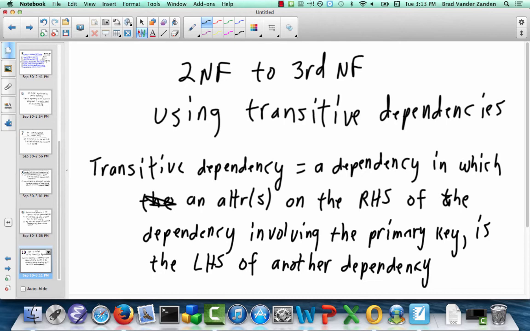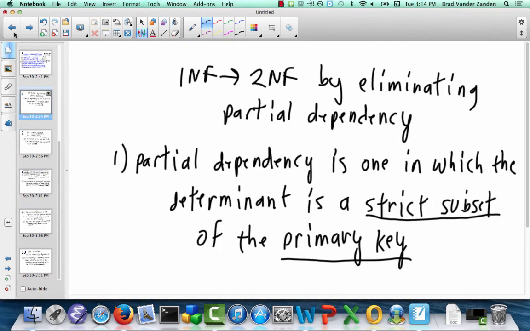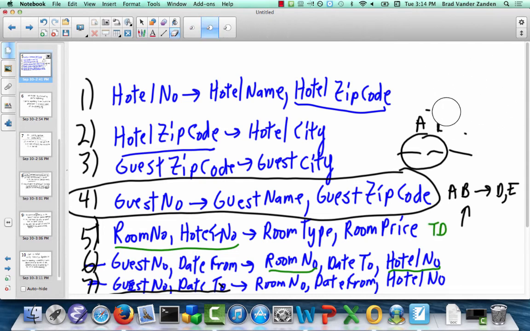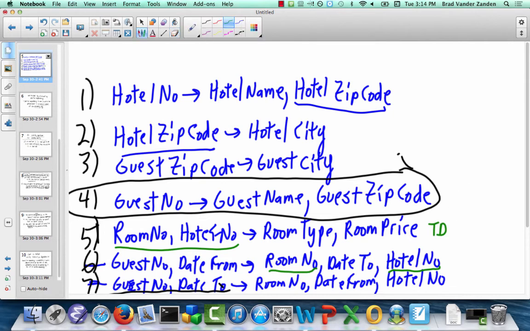Okay, so if we go back to here. Okay, six, and look at six. That gives us a functional dependency that involves the primary key. And you'll notice that room number and hotel number right there, they form a dependency. So this one right here, I'm going to call TD for transitive dependency. Yep, we'll get to it. There's going to be some nuances.